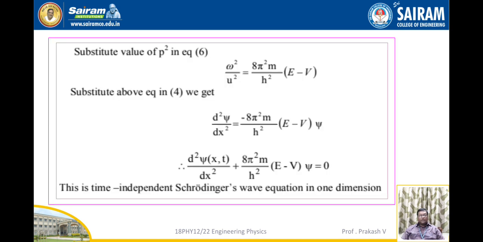Next, substitute the value of p square in equation number 6. We get omega square by u square is equal to 8 pi square m by h square into (E minus V). Substitute this in equation number 4. We get d square psi by dx square is equal to minus 8 pi square m by h square into (E minus V) into psi. Finally it takes the form d square psi by dx square plus 8 pi square m by h square into (E minus V) into psi is equal to 0. This is considered the time independent Schrodinger wave equation in one dimension.